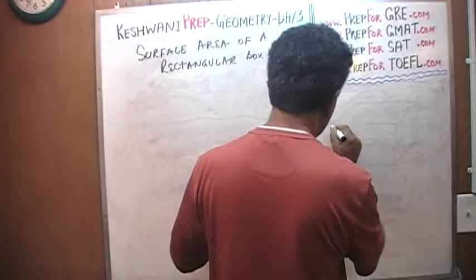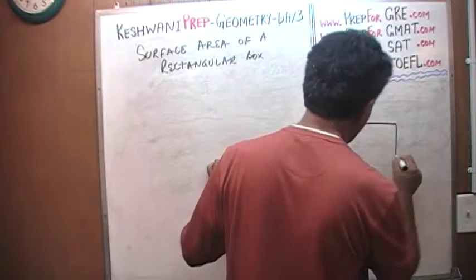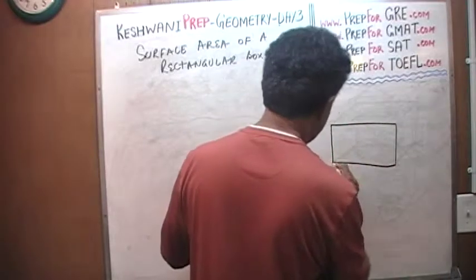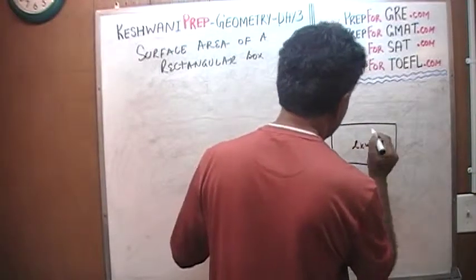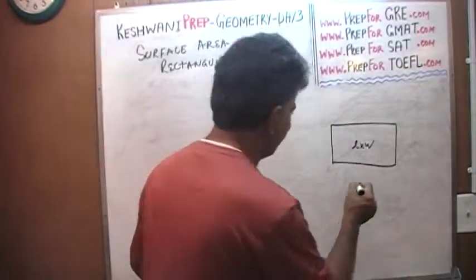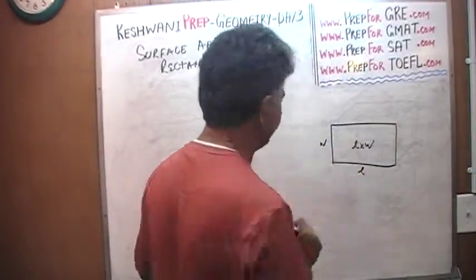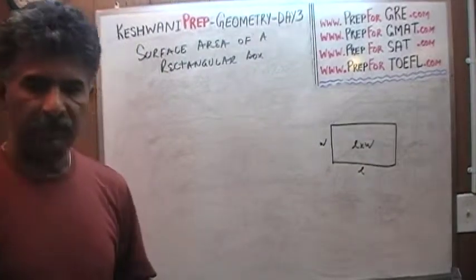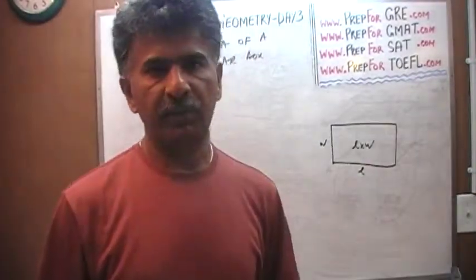If you have a rectangle here, the area is going to be length times width. Very simple, very straightforward. Here's your length, here's your width, and that's the area of a rectangle. What do we mean by surface area of a rectangular box?